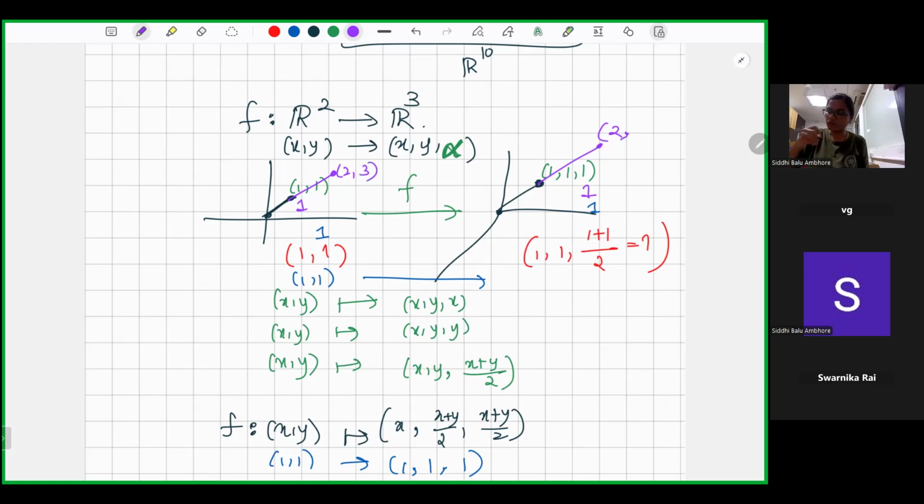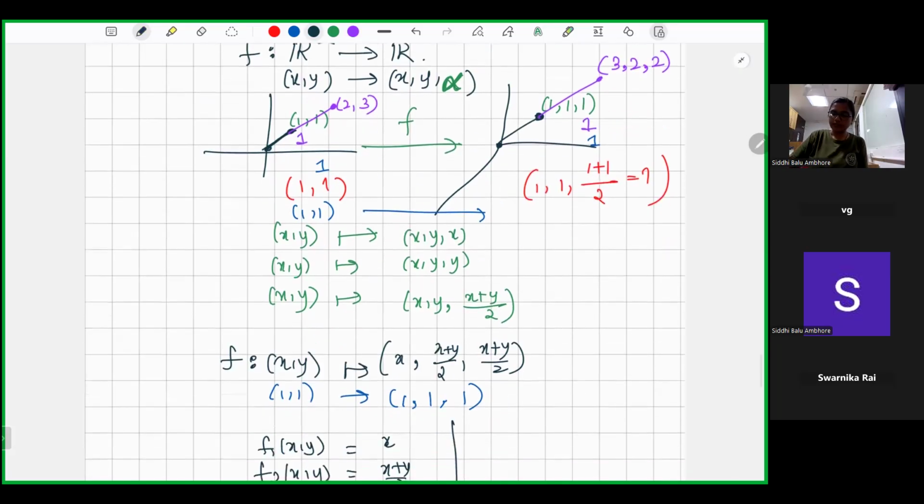Or maybe (2,3) goes to (3,2,2). If this is my function, for example, okay. Now I want function f to be such that this is happening. So (1,1) is going to (1,1,1), and my (2,3) is going to (3,2,2). So what will be your function? How will you define it?